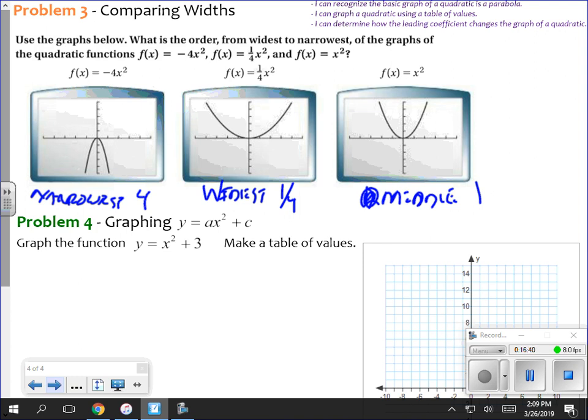Okay? The reason is this one grows 4 times as fast as normal. This one grows 1/4 as fast as normal. The y's are 1/4 what they would normally be. So here the y's are 4 times what they would normally be. No, negative just means it opens down or up. Okay, negative means up or down. We ignore the negative or positive for width. Negative just means it goes down instead of up. Okay.